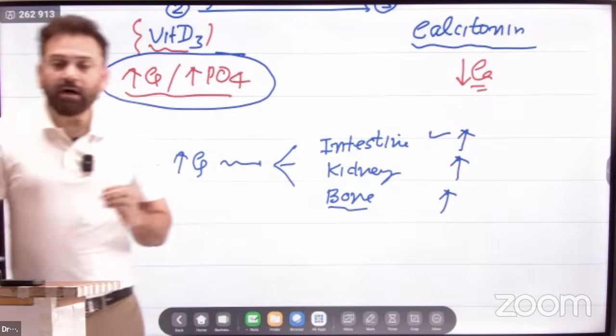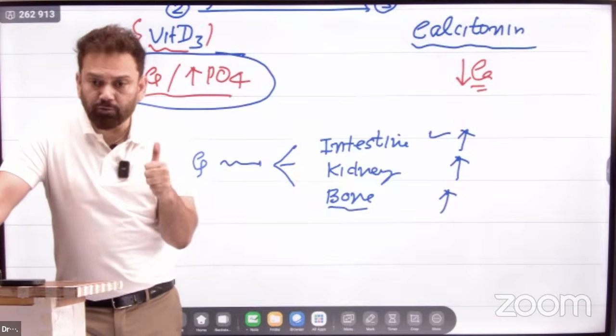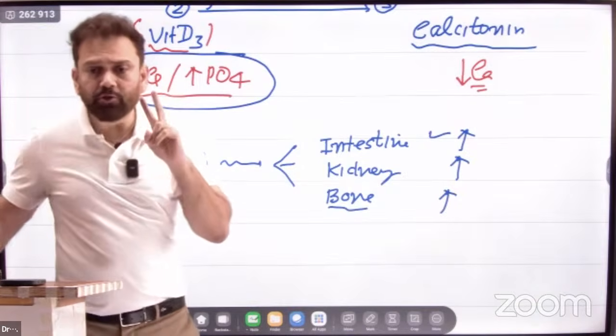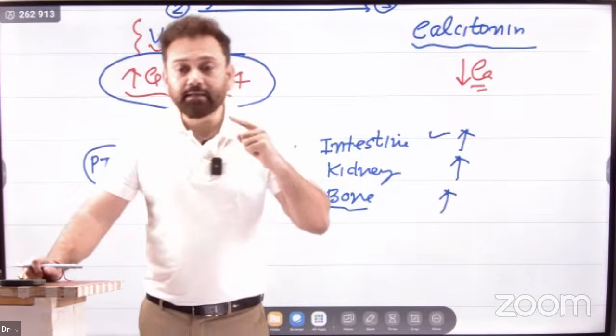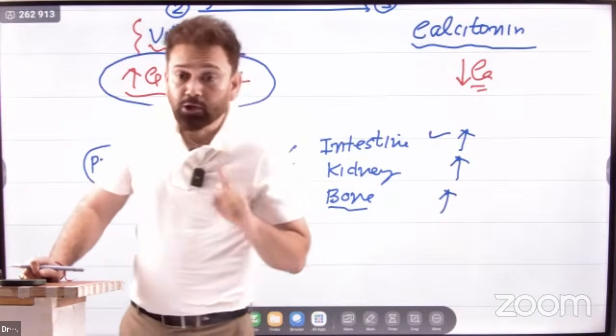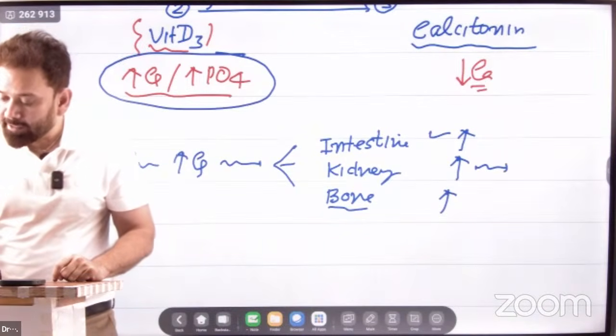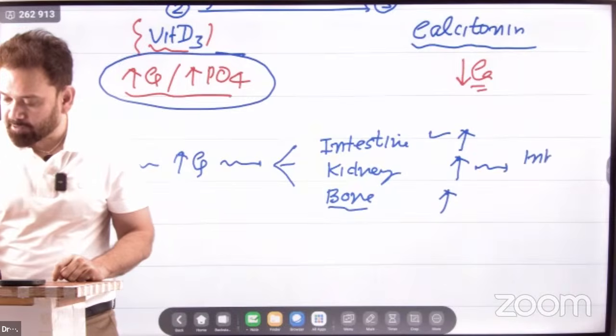So now if they ask you in the viva or in your examination the function of parathormone, you have to remember only two things. One is that it increases calcium in the blood and decreases phosphate in the blood. So in the kidney you can say it inhibits phosphate absorption.